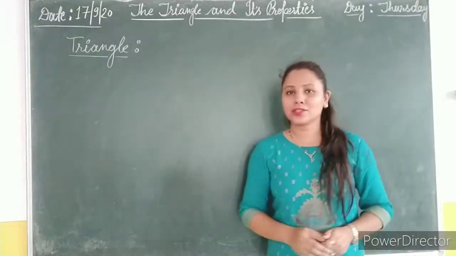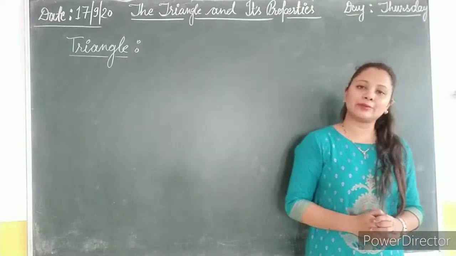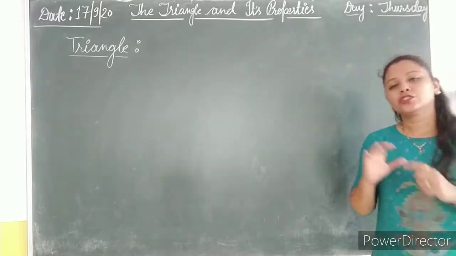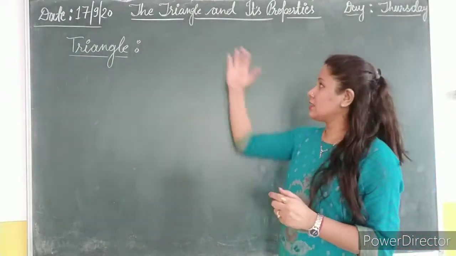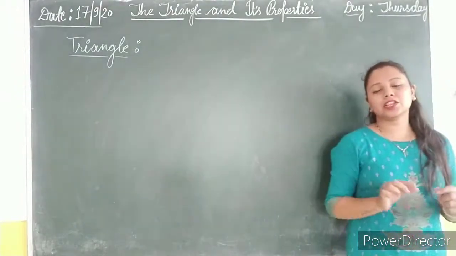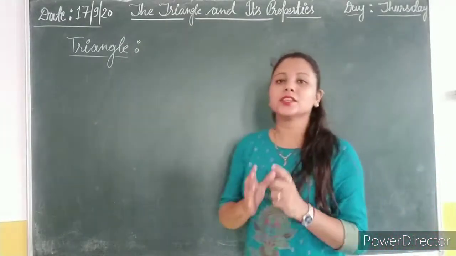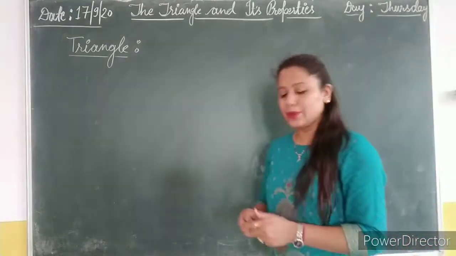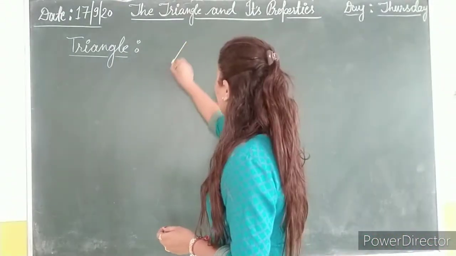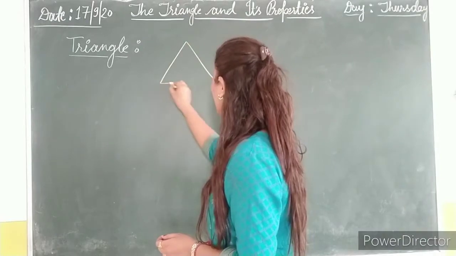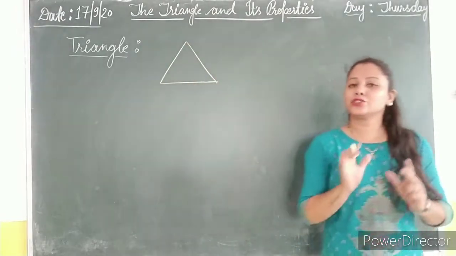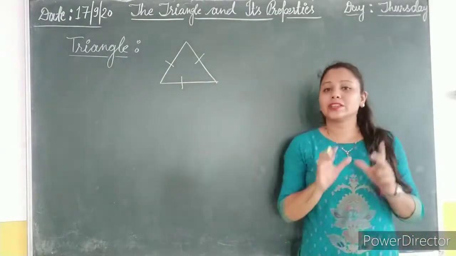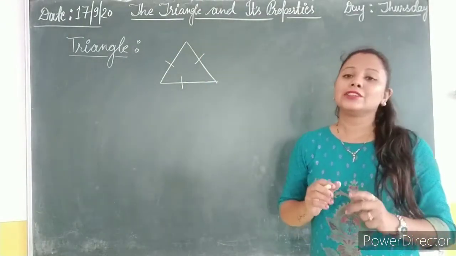So today in this session we will start our next chapter, chapter number 6, and that is the triangle and its properties. Okay, so students, as you know, this chapter is related to triangle and its properties. So let's start from the first one, that is triangle. What is the meaning of triangle? A polygon which has three sides, 1, 2, and 3. A polygon which has three sides, that's called triangle.